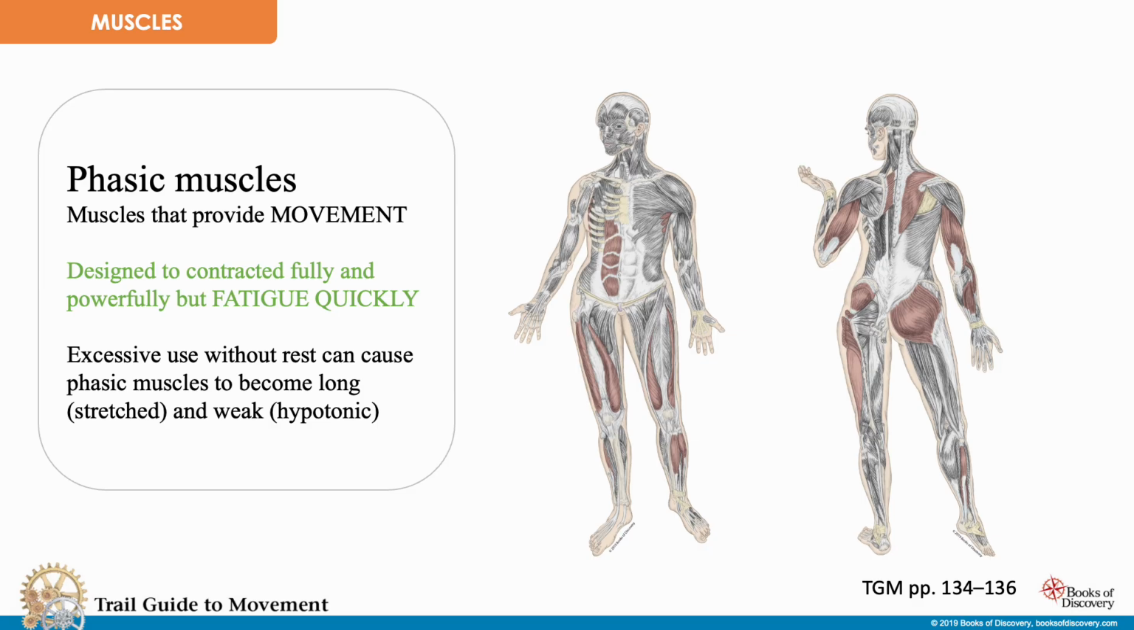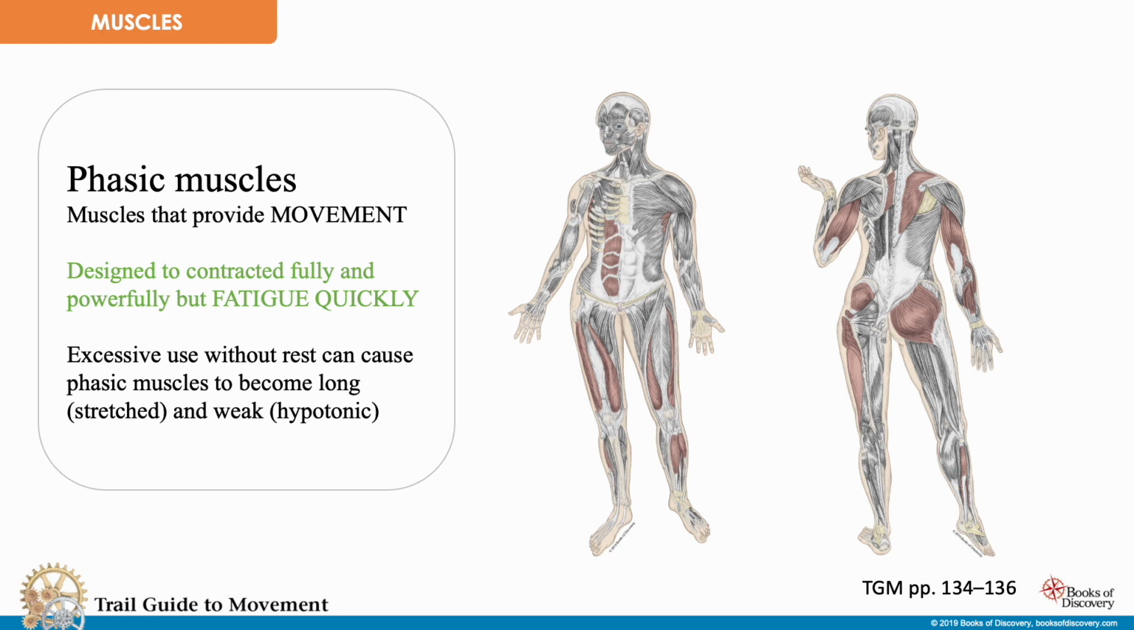Phasic muscles are designed for big, powerful movements like throwing a ball, jumping, or lifting a heavy box. They're designed to contract fully and then relax. And because they use so much energy, they do fatigue very quickly. They aren't meant to be on all day. However, in our modern world, we often demand way too much of them. And when we overwork these muscles without giving them a chance to recover, they don't get tight like postural muscles do. Instead, they become hypotonic, meaning they get long, overstretched, and weak.